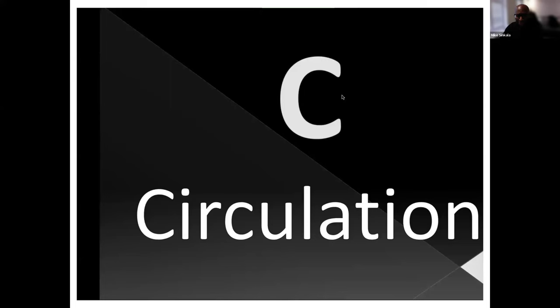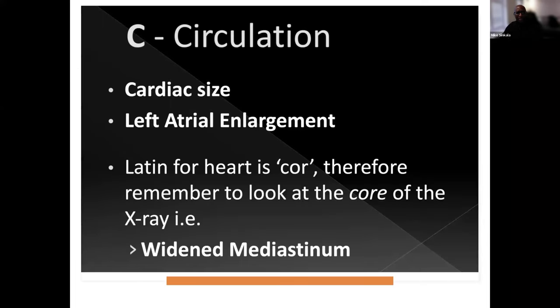C is for circulation. Under circulation, you're looking for the cardiac size, you're looking for the left atrial enlargement, and you are looking for the widened mediastinum as well. So remember, we spoke about the A, B, C, D, E approach. So in this case, the C is for circulation. Under circulation, you are trying to assess the heart size, the left atrial enlargement, you're also looking for the widened mediastinum.